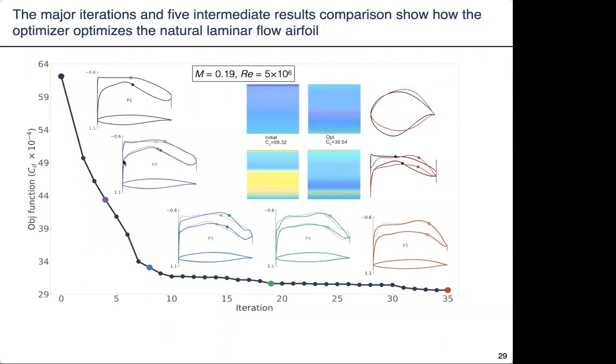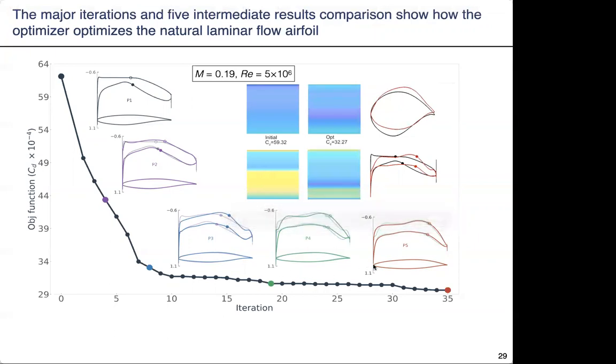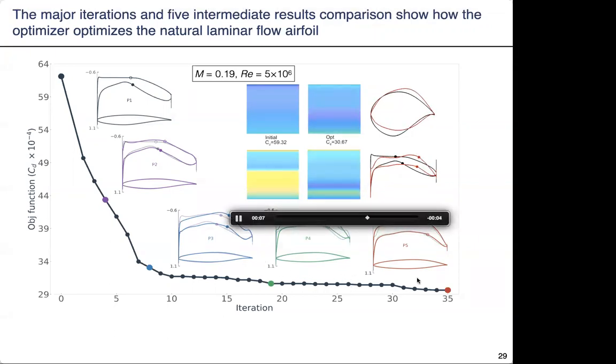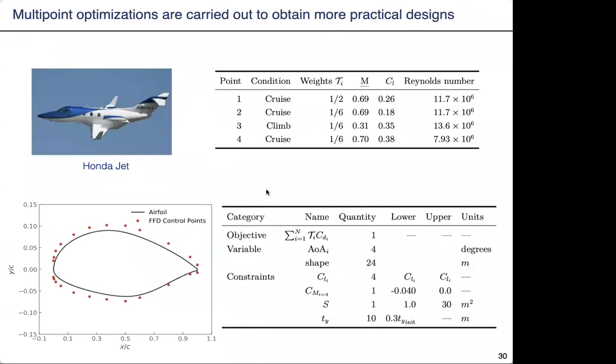The comparison shows how the optimizer optimizes the natural laminar flow airfoil. The optimization process corresponds to the transition suppression mechanisms, which also verifies our framework to some extent.